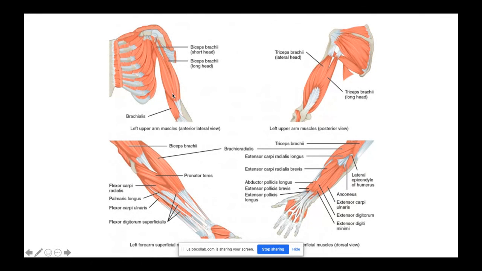Now, the biceps crosses two joints, right? It crosses the shoulder and it crosses the elbow. Because it crosses them on the anterior part of the arm, it can flex the shoulder and flex the elbow. The triceps is on the posterior side. It crosses the shoulder and the elbow, so it can extend the shoulder and it can extend the elbow.